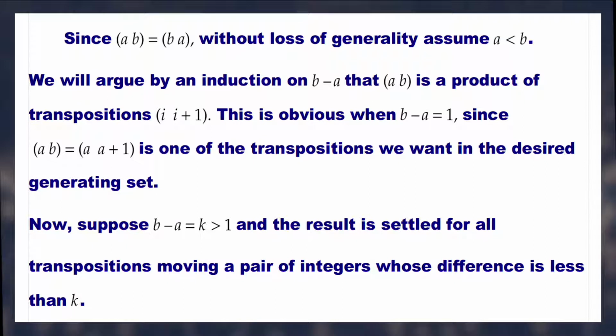Now suppose b minus a is equal to k, greater than 1, and the result is settled for all transpositions moving a pair of integers whose difference is less than k.